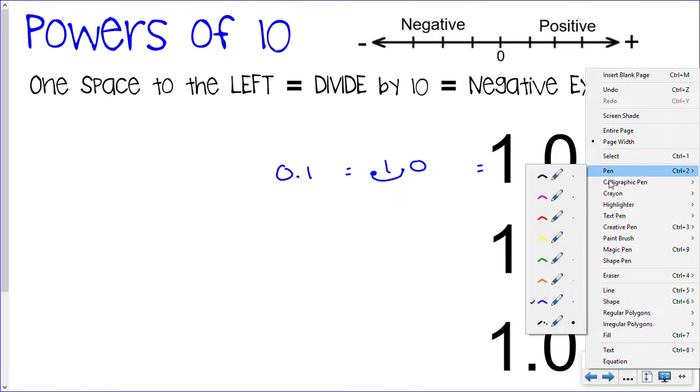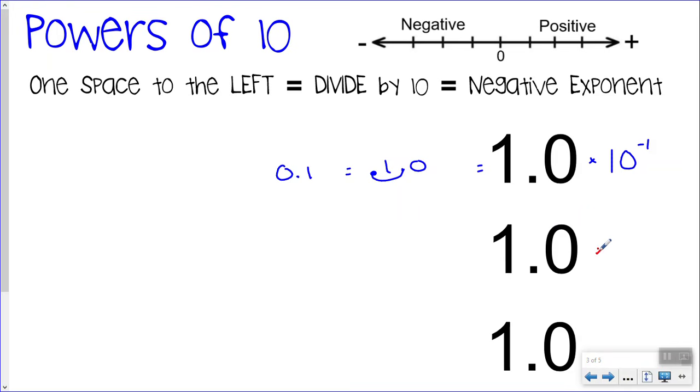For the next one, if we have 1.0 times 10 to the negative second, that negative exponent tells us that we're going to move to the left, and we have a 2, so it's 2 spaces. So we count 1, 2, fill in the 0, and that's equal to 0.01. Again, when we have this extra 0 hanging out here on the end to the right of a decimal point, we can cut it off. We don't need to include it in our answer.